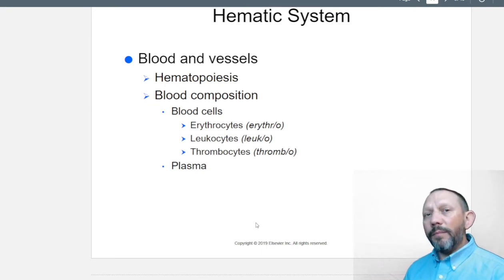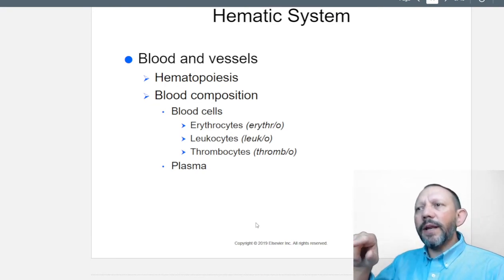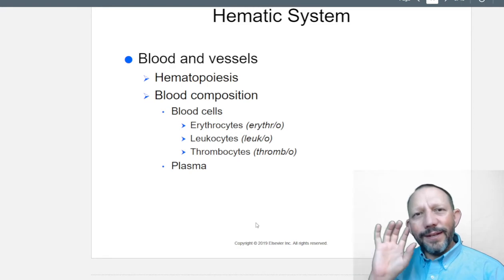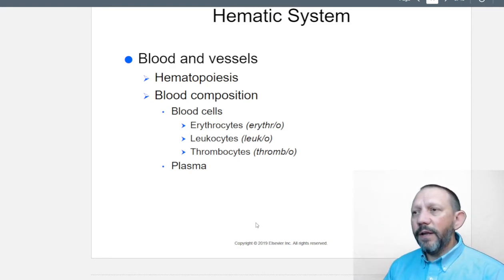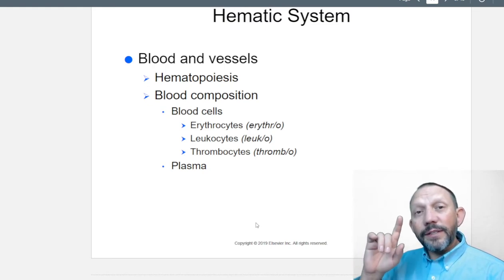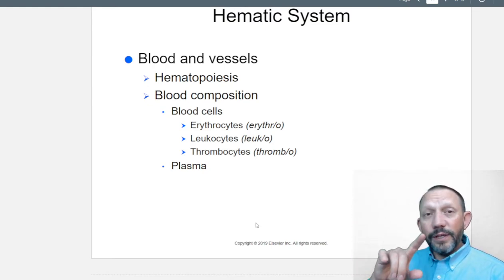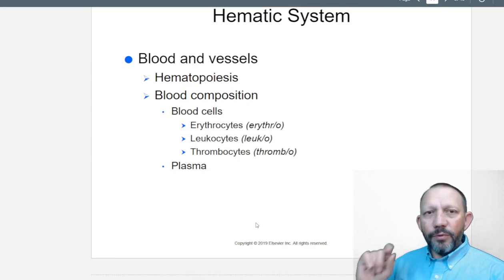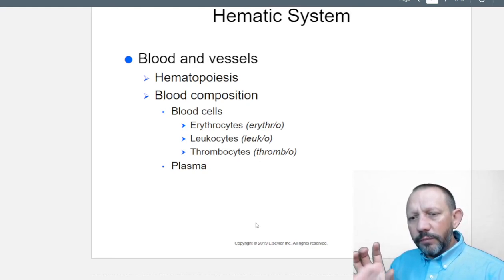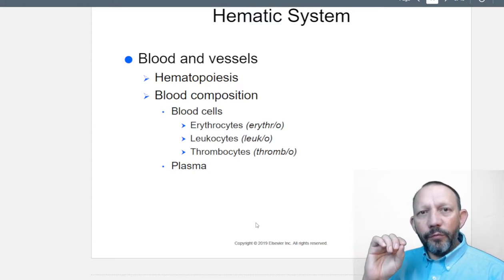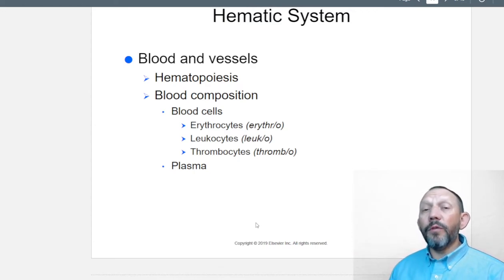It happens in the red bone marrow, which we talked about in the skeletal system, right? So blood composition, your blood, if we pour your blood out or a drop of blood comes out, the red stuff, right? There's going to be erythrocytes. Erythrocytes mean red blood cells, right? And then leukocytes mean white blood cells. And then thrombocytes are those that help you with clotting and with repair. Okay, and then you have this other stuff called plasma.